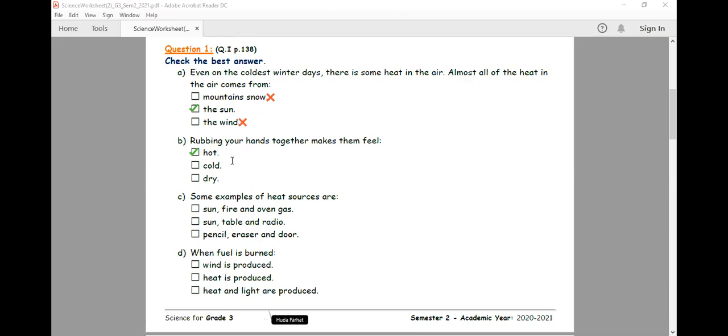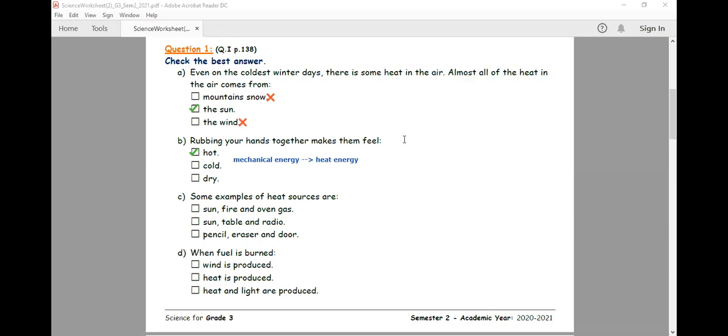Okay, so when we rub our hands against each other, it's the mechanical energy that is converted into heat energy. Okay, we're not allowed to talk if it's not our turn. Thank you, Celine. Amazing job.